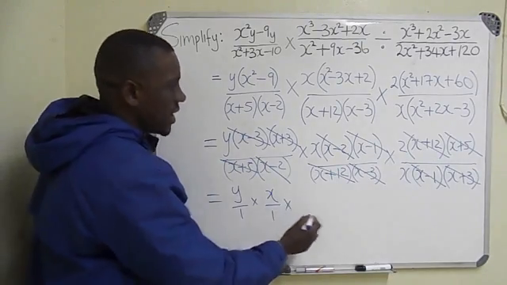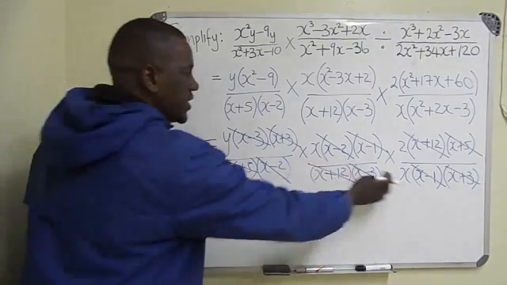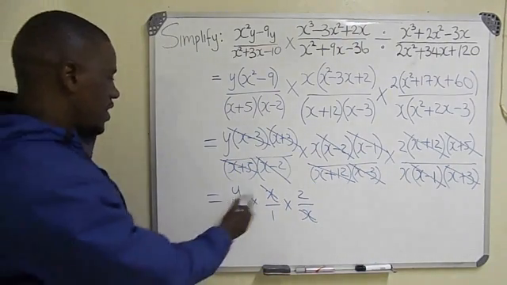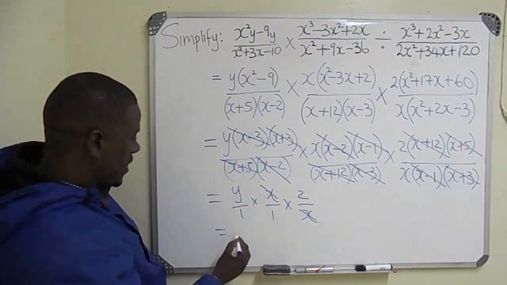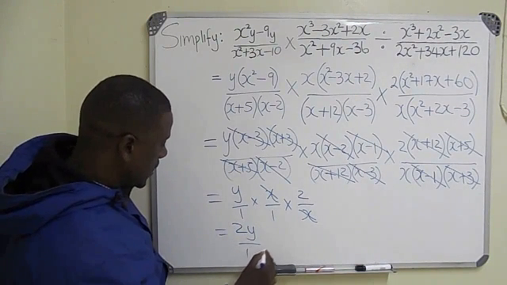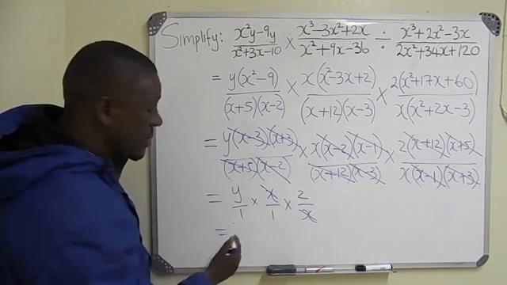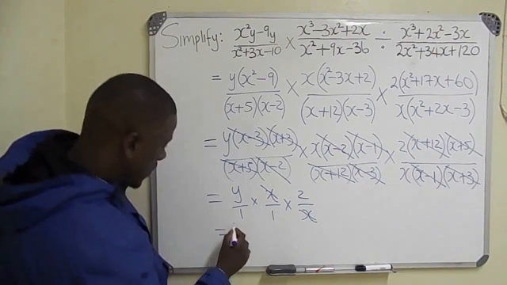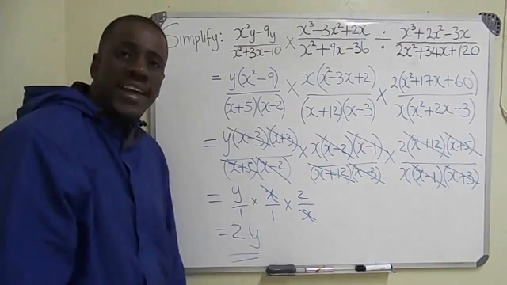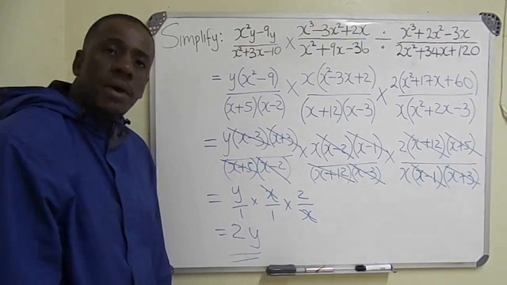And then multiply by 2 over x. We overlooked these x's, so they cancel each other here. So here we are left with multiplying on the numerator, y and 2, we get 2y over 1. Let us not write our 1, remember 1 does not change anything, so our final answer is 2y.